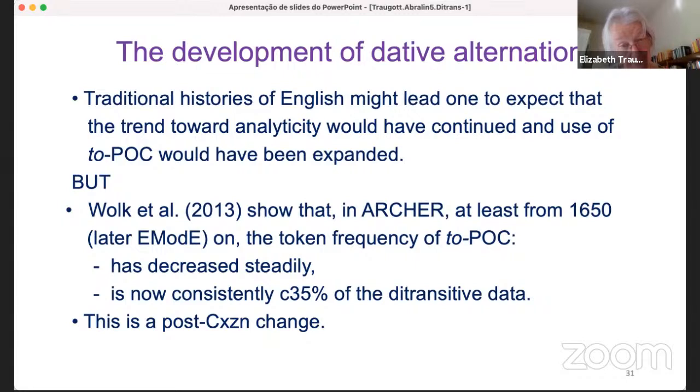And if that were true, one would think that the to-dative would have expanded. But Wolk et al. show that in Archer, which is a continuation of the Helsinki corpus up to the year, I think, 1970, at least from 1650 on, early modern English on, the token frequency of the to-dative steadily decreased. That's a big surprise to anybody who thinks that English is becoming more analytic. Wolk et al. showed that it's consistently about 35% of the ditransitive. That is a post-constructionalization change, of course.